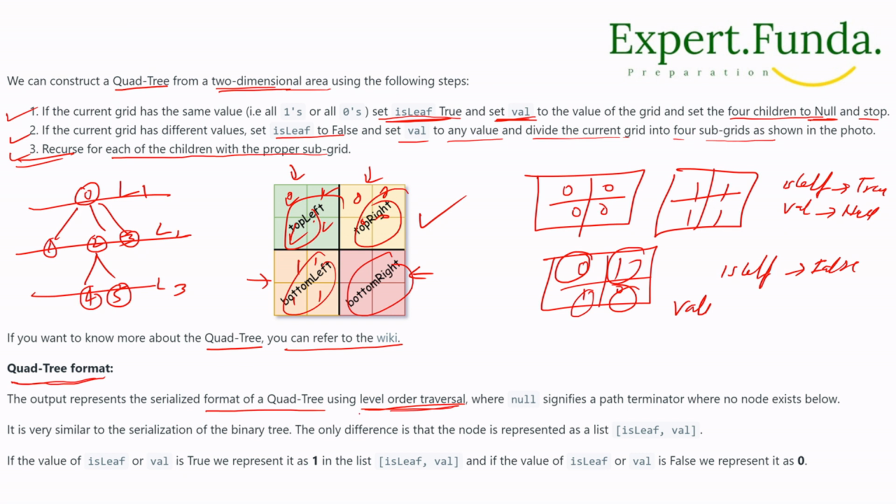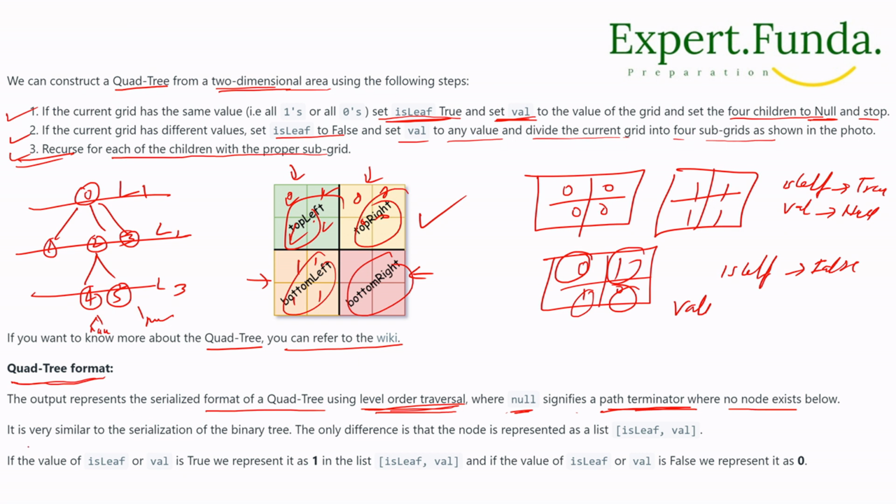So it is saying we will do the level order traversal, where null is assigned as a path terminator where no node exists. Okay, if there is no node, then we'll say this is null, this is null, this is null. And that is a path terminator, meaning we have to terminate the path, right?